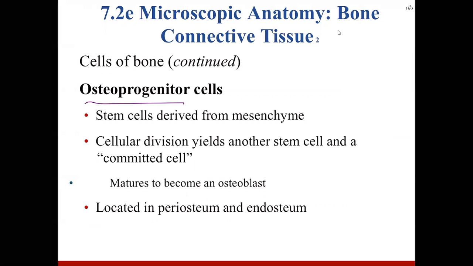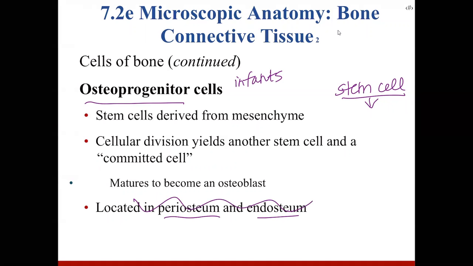Osteoprogenitor cells: if we start with the stem cell, a stem cell has the possibility to become any kind of cell. The next step for bone is these osteoprogenitor cells. Osteoprogenitor cells are like infants. These are cells that are committed to becoming a bone cell. They're found in the periosteum and the endosteum. I just want you to know what they are.